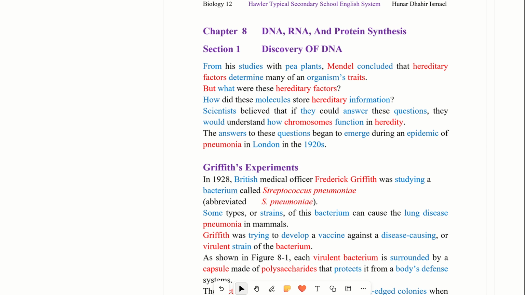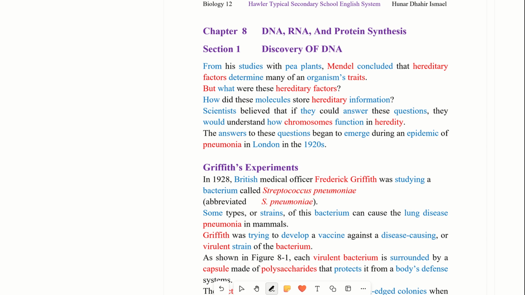From his study of pea plants, Mendel concluded that heredity factors determine many of an organism's traits. Previously, it was proven by Mendel that factors control traits. Okay, but what were these heredity factors? Now, the question is, what is this heredity factor?